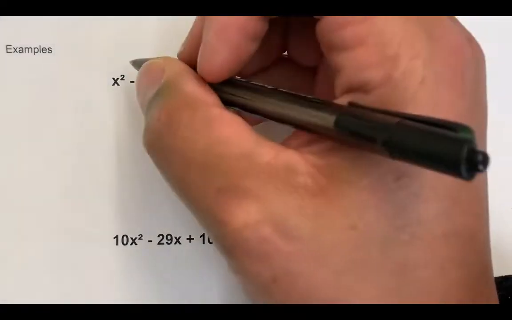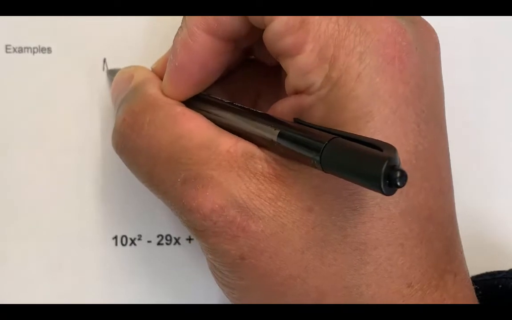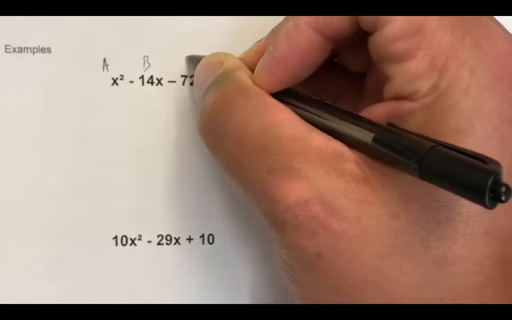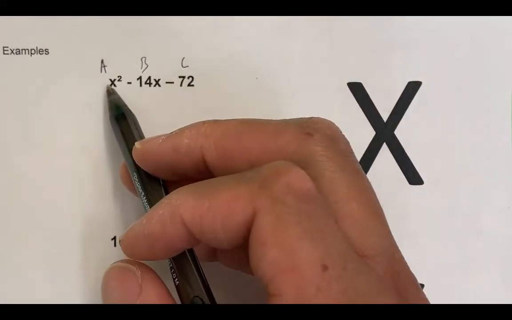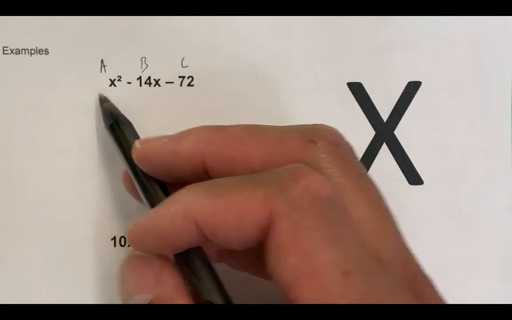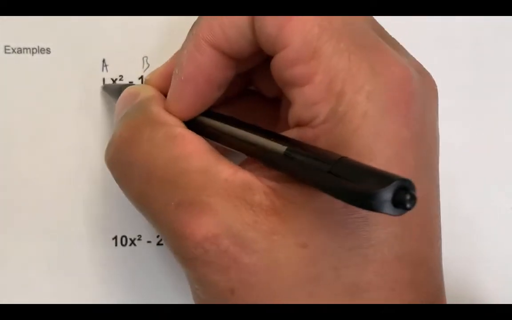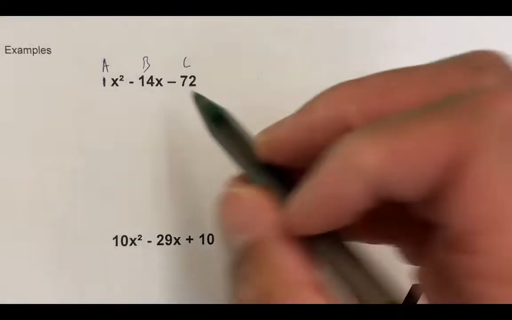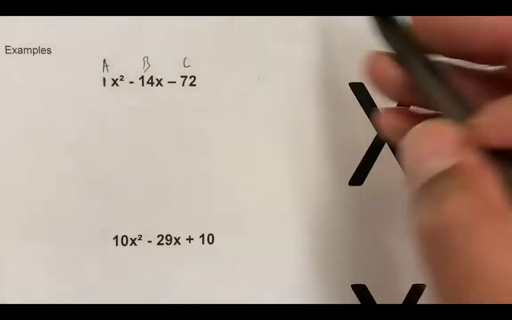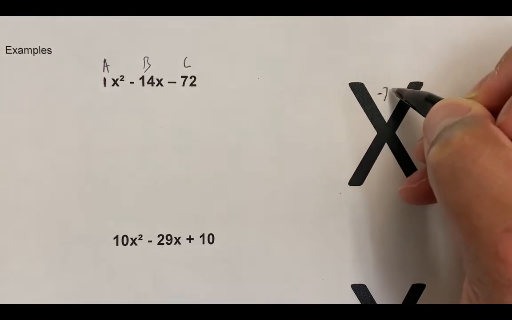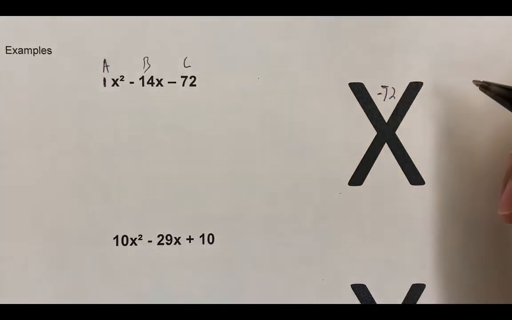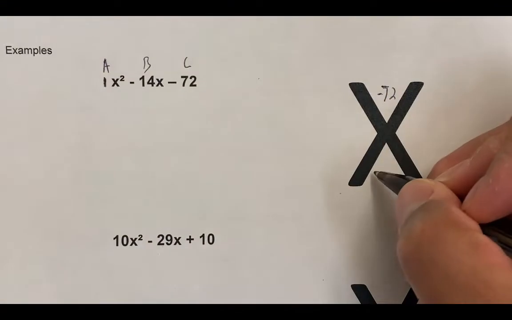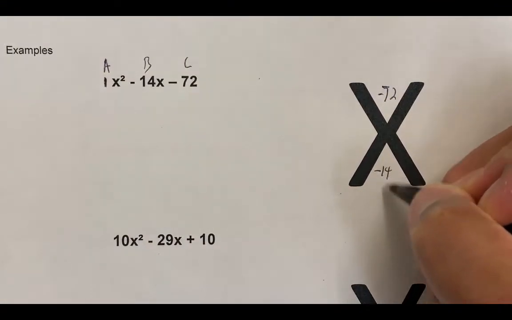Again, the first thing I always try and do is identify A, B, and C. And this one's a little tricky because A is 1, but that's okay. We can still work with that. So A is 1 and C is negative 72. 1 times negative 72 is negative 72, so there's our AC term in the top. And then B is negative 14 right here.